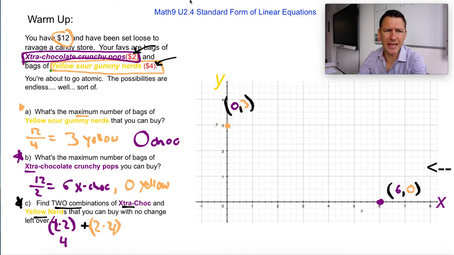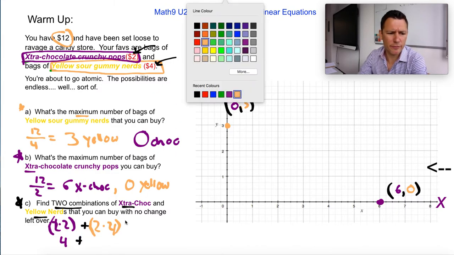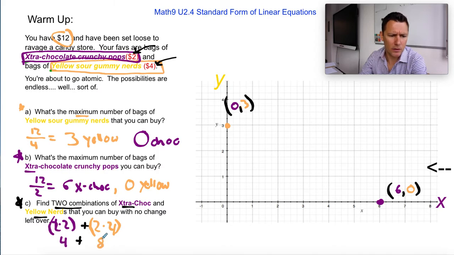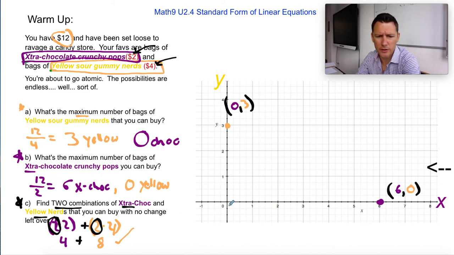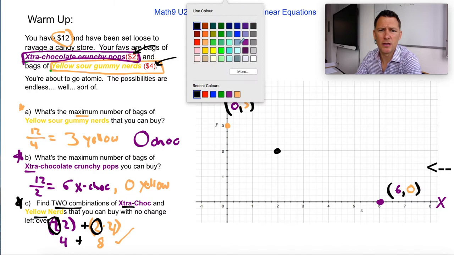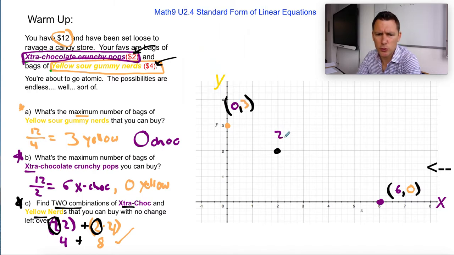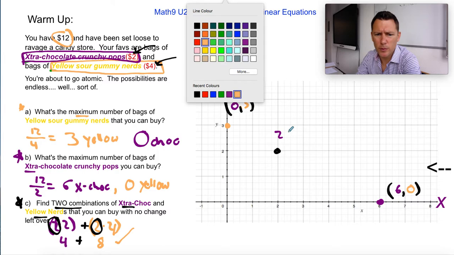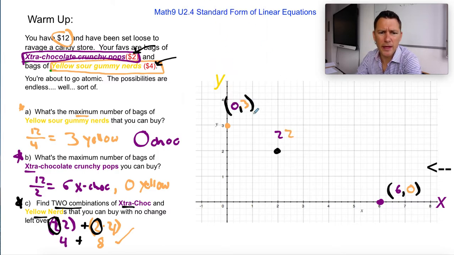And then it's $8 from the chocolate guys. So really we have 4 and 8. So that's 12. So that works. We've broken our bank, right? So one of the combinations is 2 of the $2 ones and 2 of the $4 ones. So 2 of those and 2 of those, and that works, right? And that was 2 and 2, right? And that's great.